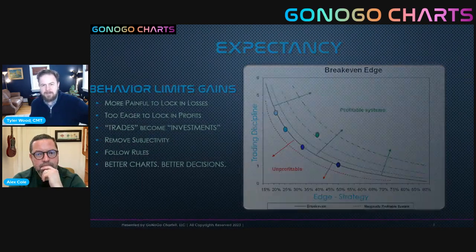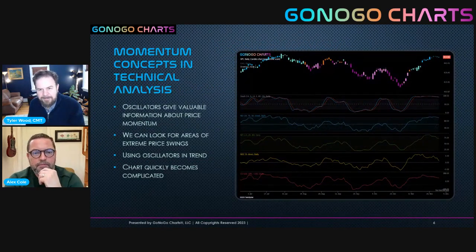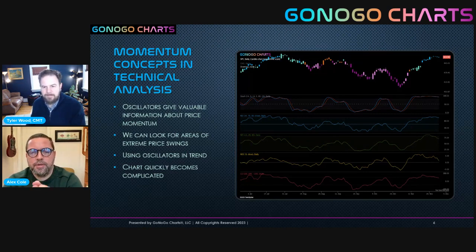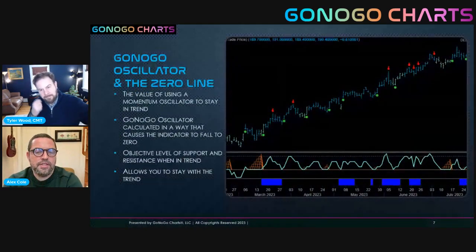So Alex, quick review. We talked about momentum concepts. Remind us once again what we're trying to do with these leading indicators. Yeah, again, just because they give us so much valuable information, we want to include it into our complete chart. We want to get an idea of where the prices move too fast in any one direction. We want to get a sense of divergence, and we can do that all with these oscillators, but we can also complicate our chart by adding them one after the other below our chart. But this is the bit that we really want to talk about now, is the fact that we can use the oscillators in trend. And that's where the GoNoGo Oscillator really comes into its own.